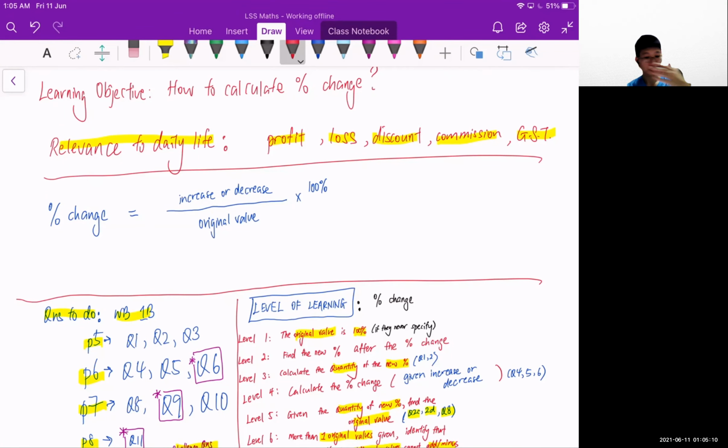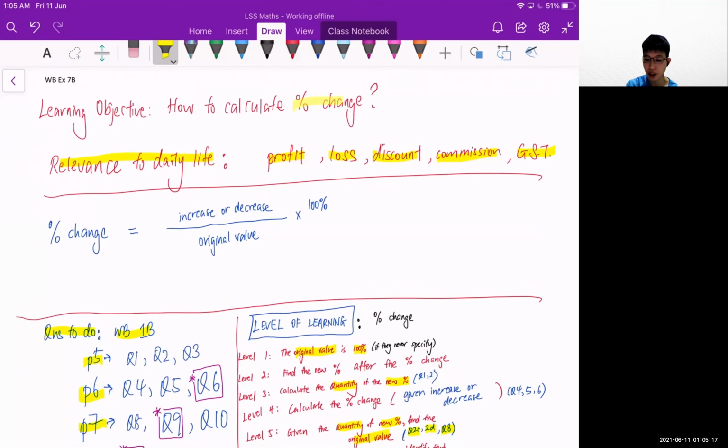Okay, hi students. So today we'll be learning a new learning objective. How do we calculate percentage change?